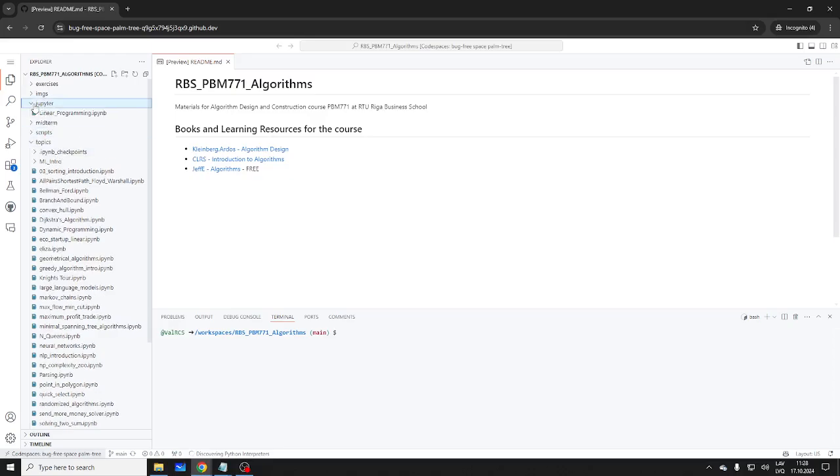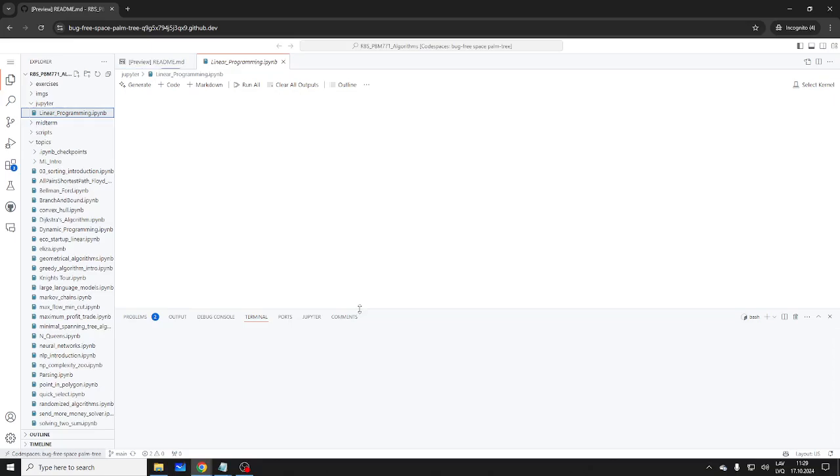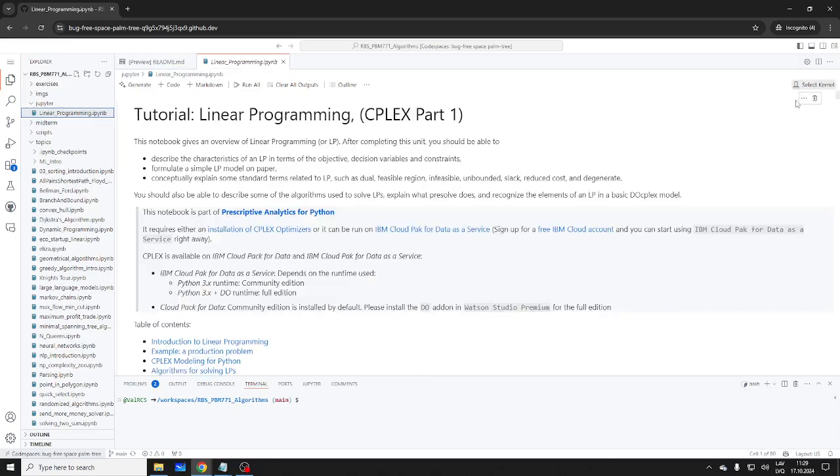But let's see here, where is our linear programming, where did I put it? Did I put it here? Yeah, for some reason I put it here. Okay, maybe I used a different folder when I made it. So let's start the kernel. Let's see if it's loaded. Yeah. And this notebook originally came from IBM, I adjusted it, because they are offering this optimization as a service. Of course, you have an IBM Cloud account and everything.